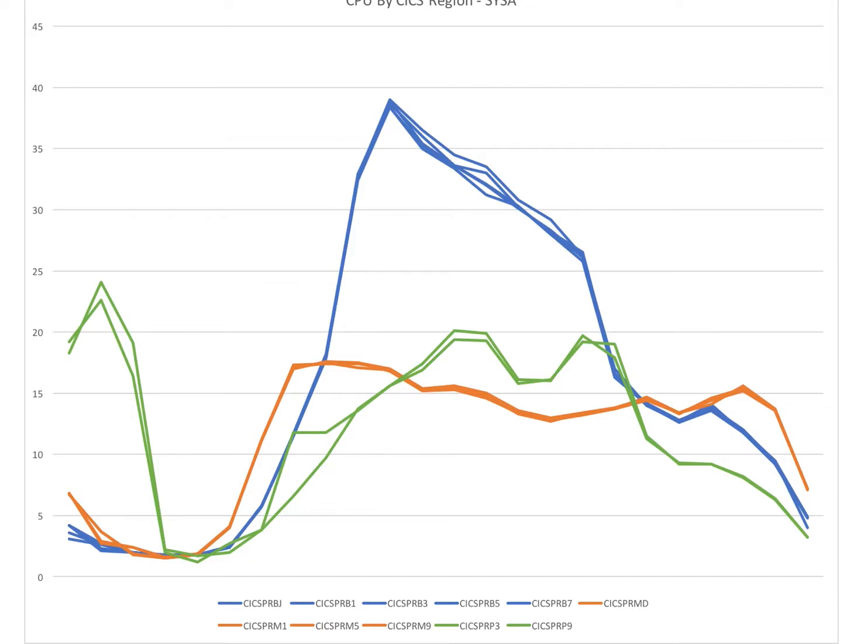So let's look at the picture for one particular system, SysA. In blue we have the B application address spaces, in orange we have the M application address spaces, and in green we have the P application address spaces. I keep saying address spaces, I really mean specifically CICS regions.